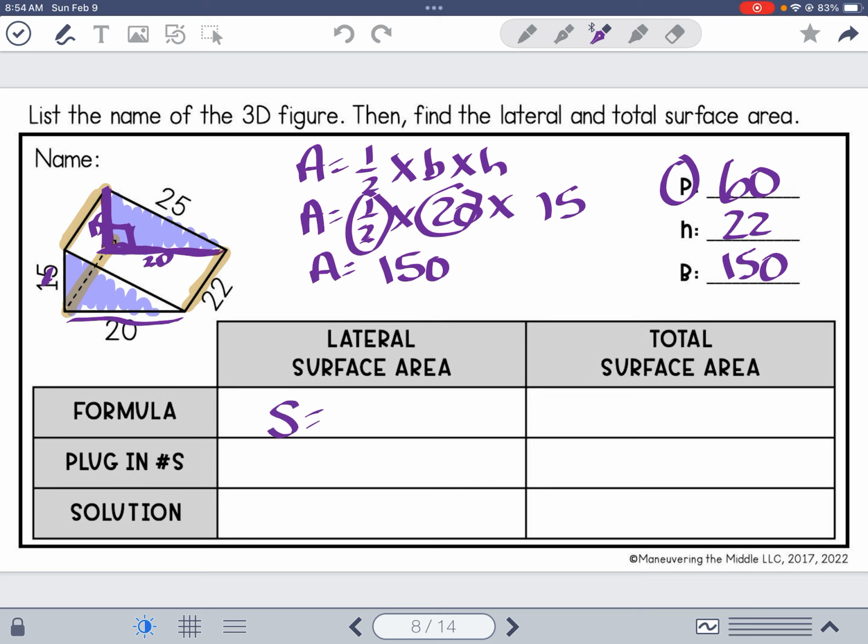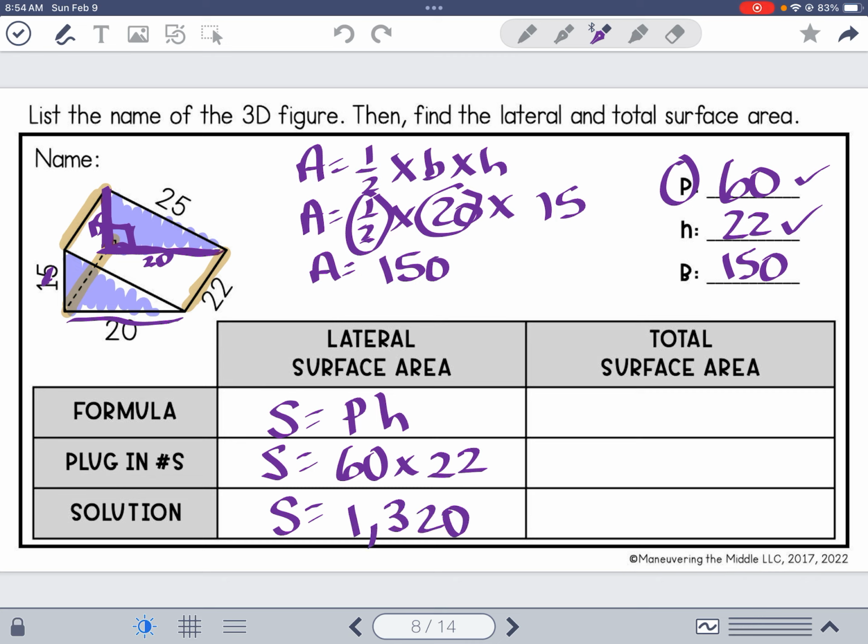So lateral surface area is big PH. We found P to be 60 times the height is 20. So do that on your calculator. 60 times 20. Oh wait, 22, not 20, sorry. Scratch that. 60 times 22 on your calculator. And that gives you 1,320 units squared, because they didn't give us any units on that one.